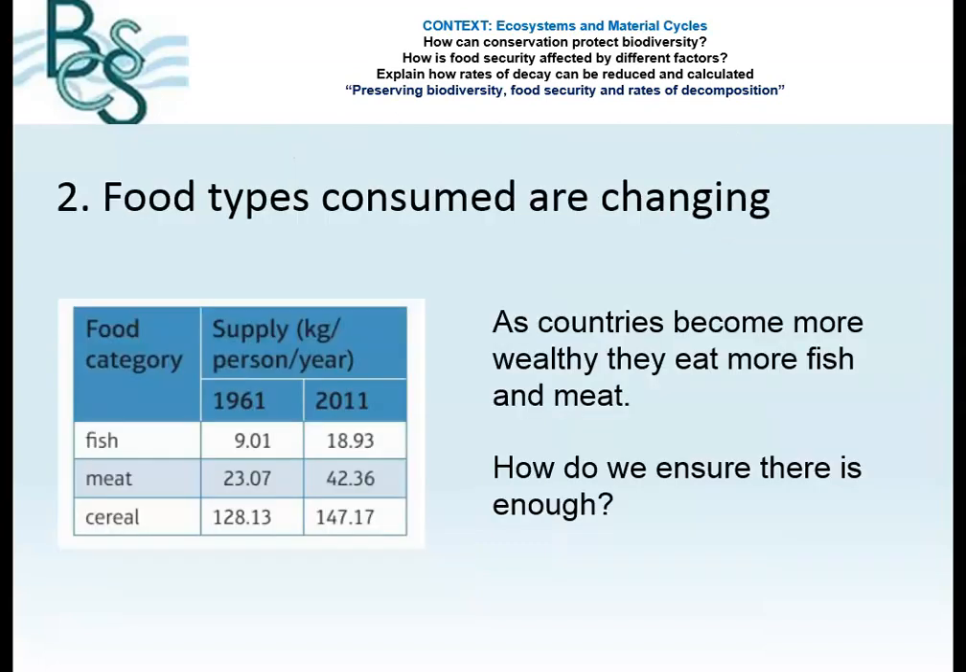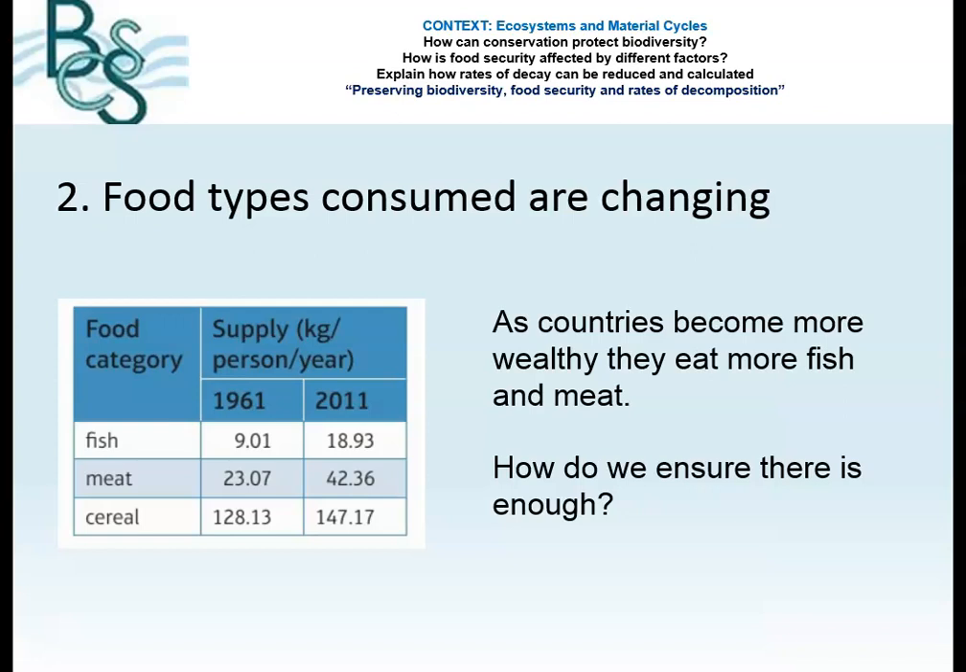Number 2 is that the food types being consumed are changing. As countries become more wealthy, they tend to eat more fish and meat, but at the moment there isn't enough fish and meat to go around. So how are we dealing with that? How are we going to change people's eating habits, or how are we going to make sure there's enough fish and meat available for those people to eat?